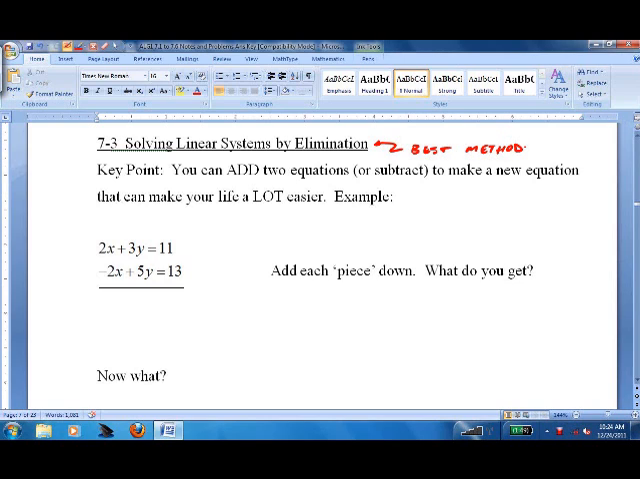So here's the key point. You can add two equations or subtract them, although I'm almost always going to add them. And I'll explain more on that later, to make a new equation that gets rid of one of the variables. Makes your life a lot easier.